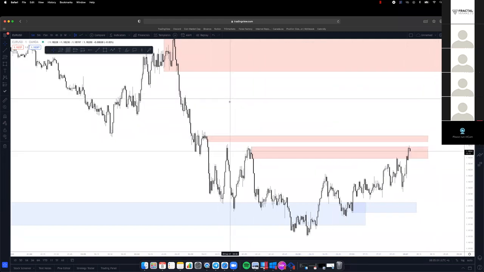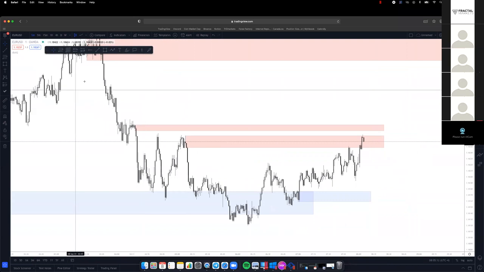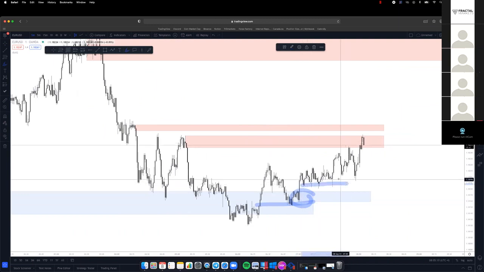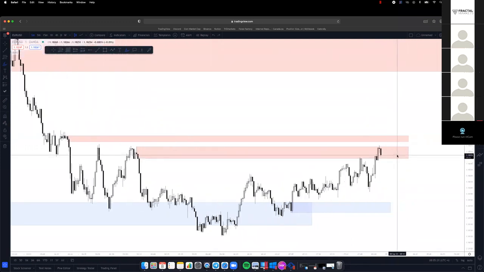So there's obviously additional risk involved with all of this. We may sweep into this and then break structure to the downside. You've got to remember too, look at all of the mitigations on this pullback. This area is not mitigated yet, but there's liquidity here. This is mitigated. Just sit here and wait for the criteria. Right now, I've got nothing to trade. It's really boring.